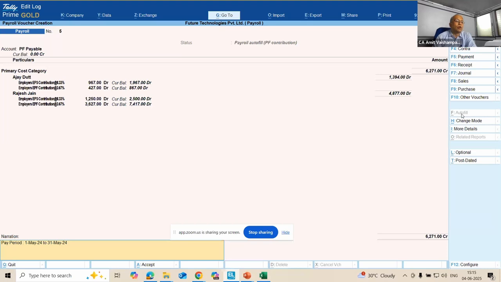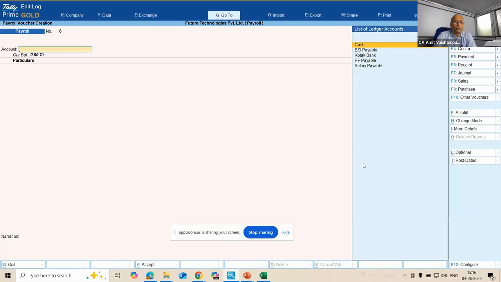Right? Same configuration. Once I've done the configuration, it works for all my 12 months and also helps me to generate vouchers as well. Madam, any questions so far?